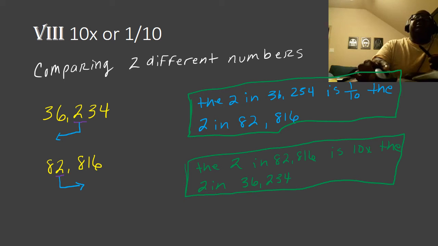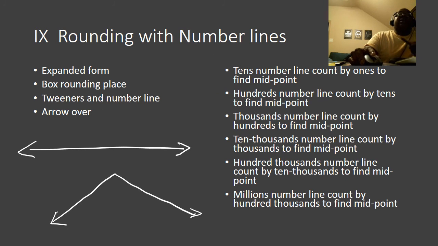All right, now let's go to the last thing that we talked about yesterday, which is rounding with number lines. Again, I have good information for you to have down here. I have our rules on the side: expanded form, box around the place, tweeners, number line, arrow over. I have both of the number lines that we were trying to use, the straight number line or the inverted, the triangle number line. Now remember, these are good rules to follow, especially when you're trying to find midpoints.